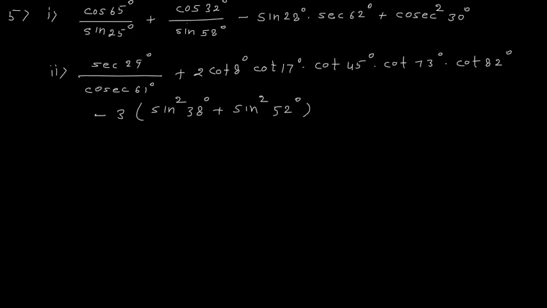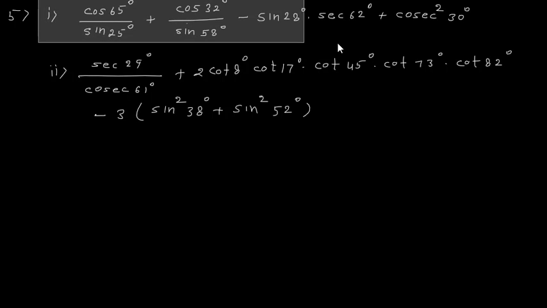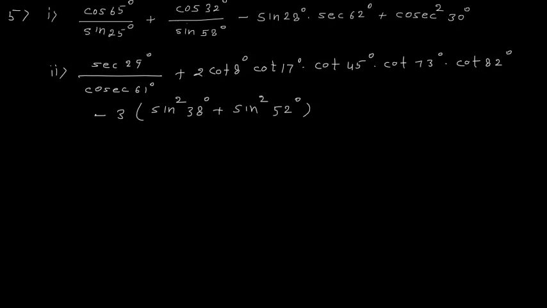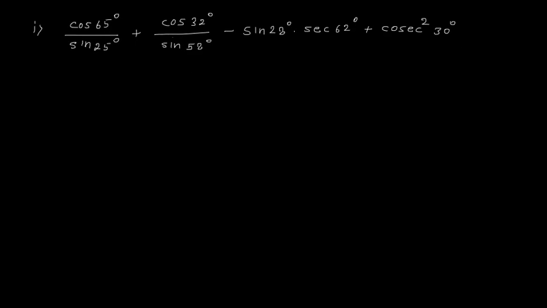Now let us move to the next question. Question number 5. So here we have two questions. The first question is cos 65 upon sin 25 plus cos 32 upon sin 58 minus sin 28 sec 62 plus cosec square 30 degree. You can try this problem and then check the solution that I am doing. So let us write this question here.